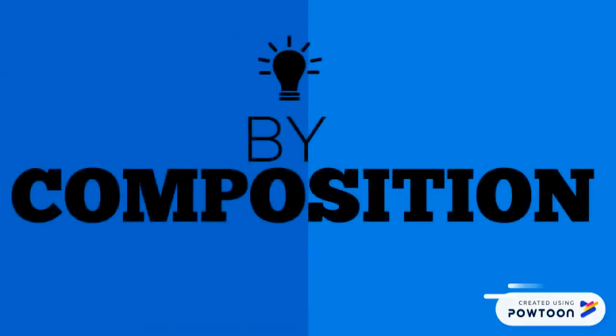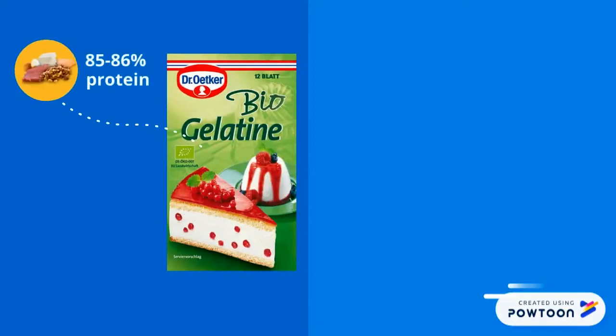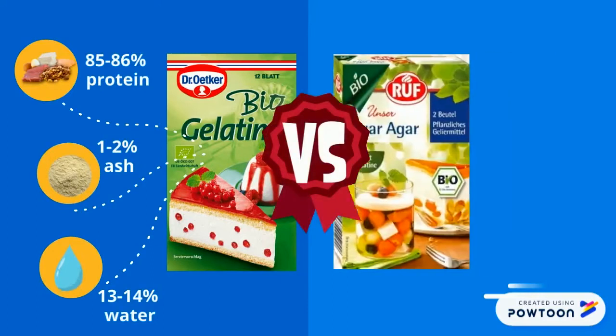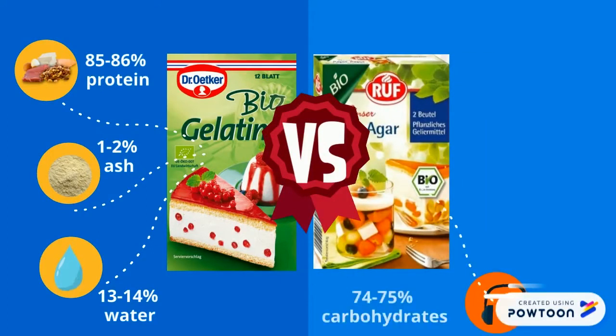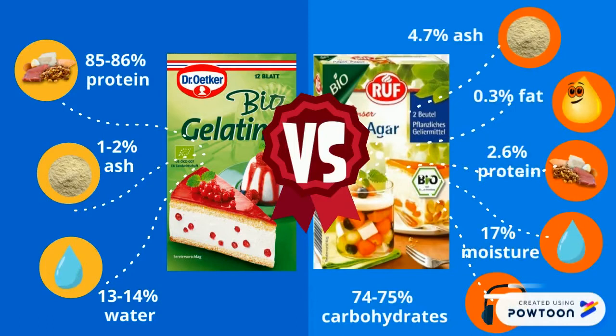By composition, gelatin consists of 85 to 86% protein, 1 to 2% ash, 13 to 14% water. Agar consists of 74.5% carbohydrates, 17% moisture, 2.6% protein, 0.3% fat, and 4.7% ash.